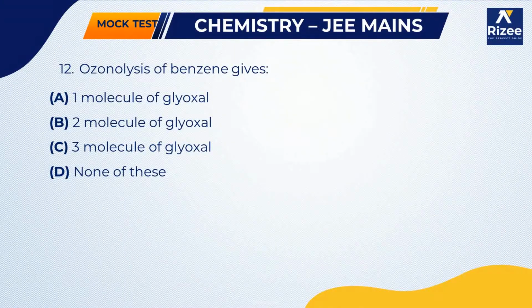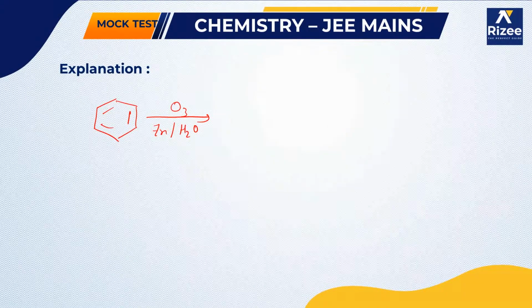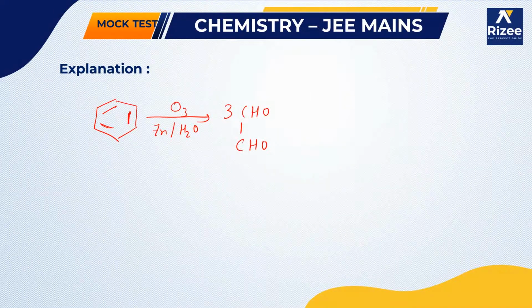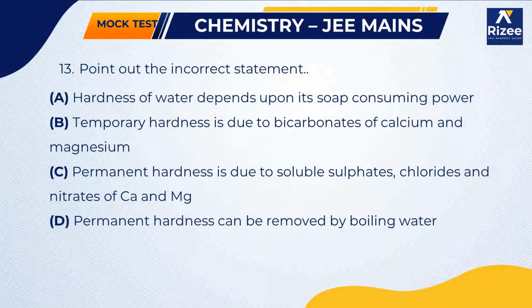Okay. Next, ozonolysis of benzene gives. So what does ozonolysis of benzene give? Benzene, we can write the structure as, so this is benzene, ozonolysis means O3, next zinc in presence of water, hydrolysis. So we know that double bonds in presence of ozone are broken, and here 3 moles of glyoxal will be formed. So this is the glyoxal, because all the carbon-carbon bonds are there and no extra groups are there, that's why it will form 3 moles of glyoxal. So ozonolysis of benzene will give 3 molecules of glyoxal.